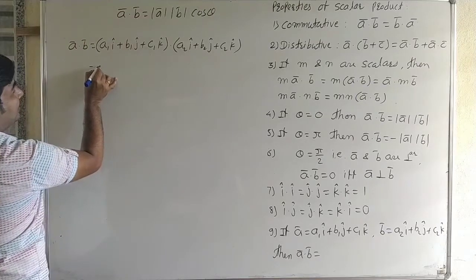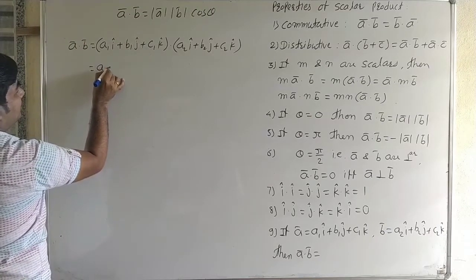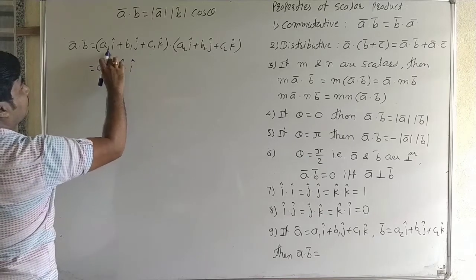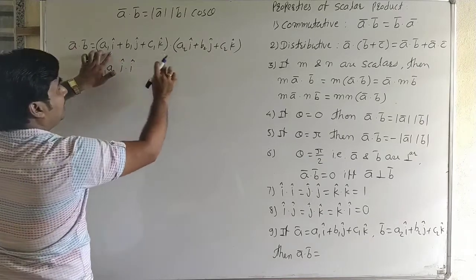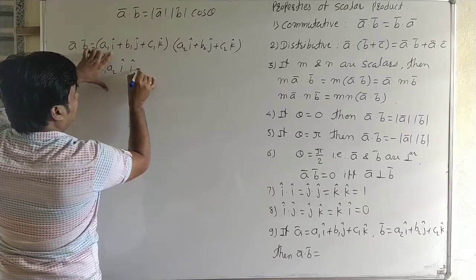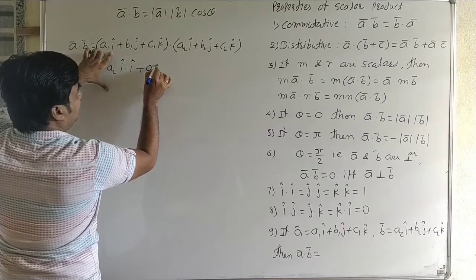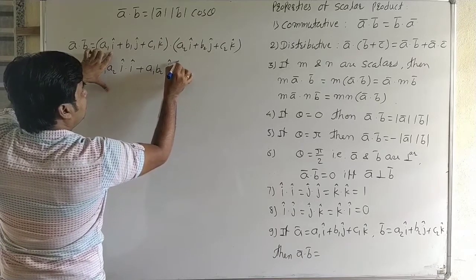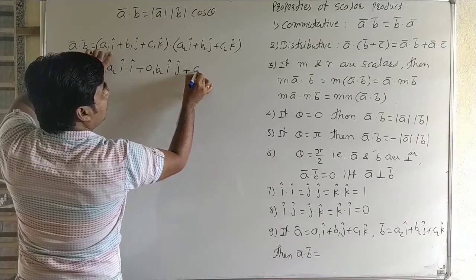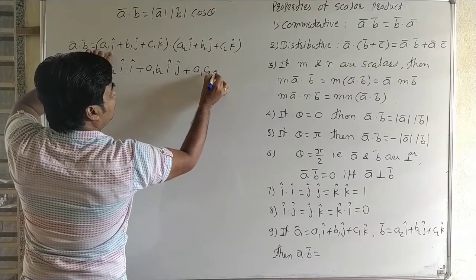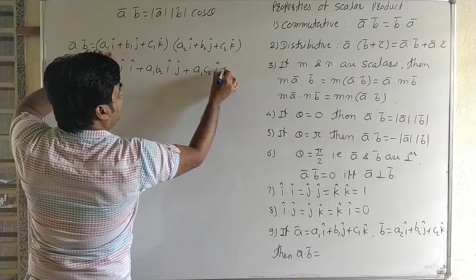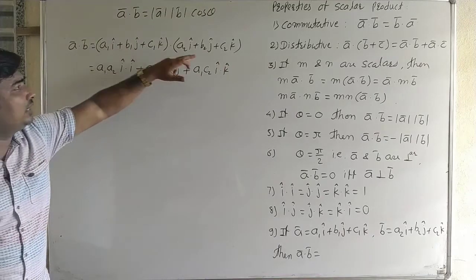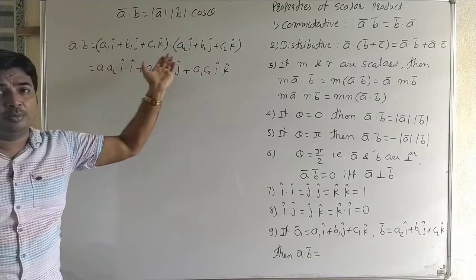A1 and A2 are scalars, therefore A1 A2 into I cap dot I cap, plus A1 I cap B2 J cap, it is A1 B2 I cap dot J cap, plus A1 C2 I cap dot K cap. Okay, this is just straight multiplication. A1 I cap multiplied with all three, now multiply with B1 J cap.